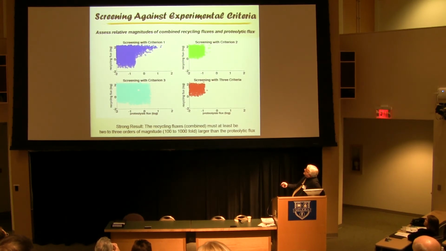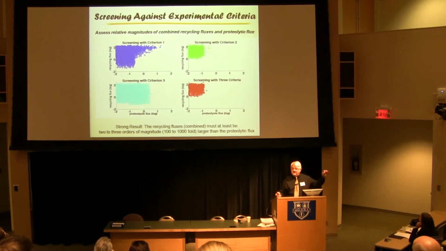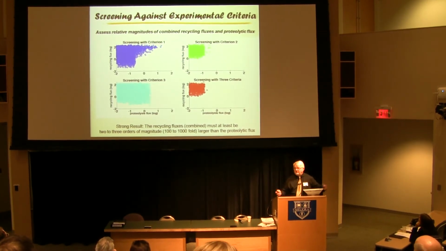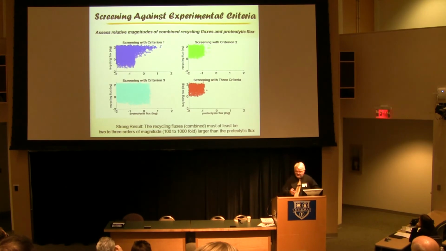Here we have criterion 2, 3, and 3, and here is all the criteria together. And you can see that in this particular case, at least, this strategy worked really, really well. Because what it tells us is not recycling flux has to be 1.25 nanomolar per minute. But what it says is the recycling fluxes, all three combined, must at least be 2 to 3 orders of magnitude larger than this recycling flux.